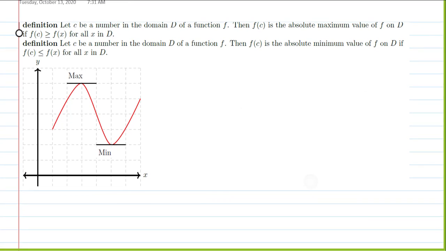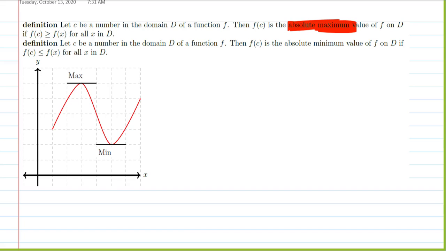Let c be a number in the domain D of a function f. Then f of c is the absolute maximum of f on D if f of c is greater than or equal to f of x for all x in D. Notice we do have that greater than or equal to. As much as the name makes it sound like there can be only one, it is possible for a function to have more than one absolute max, but they would have to have the exact same value, just be located at different places.